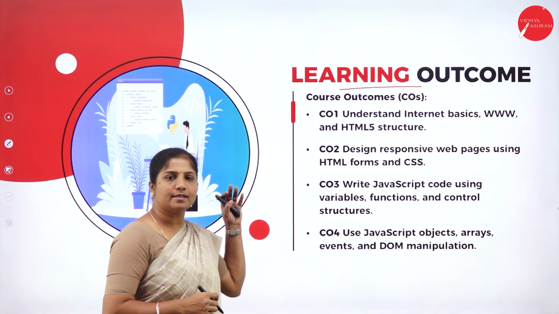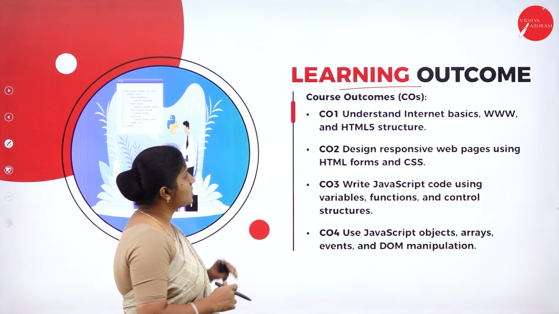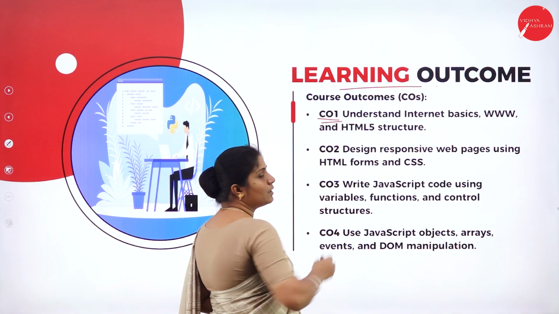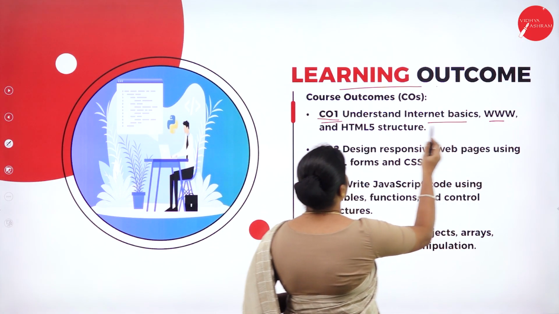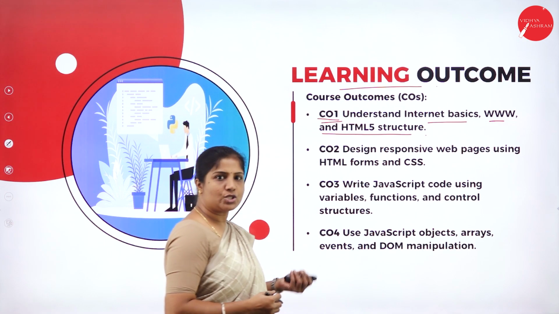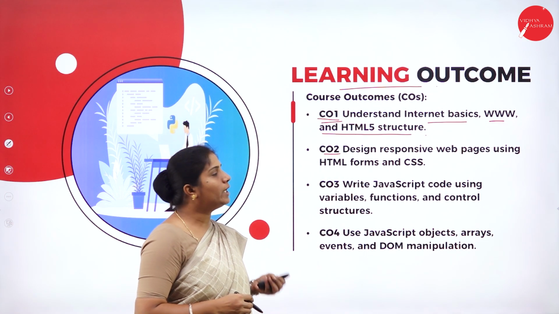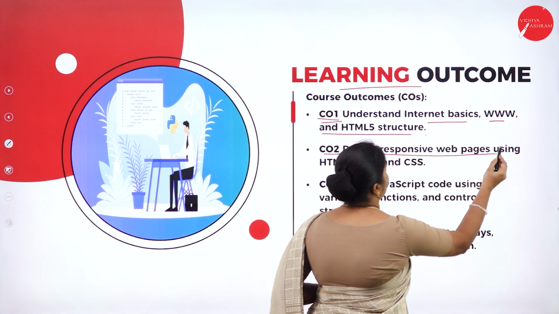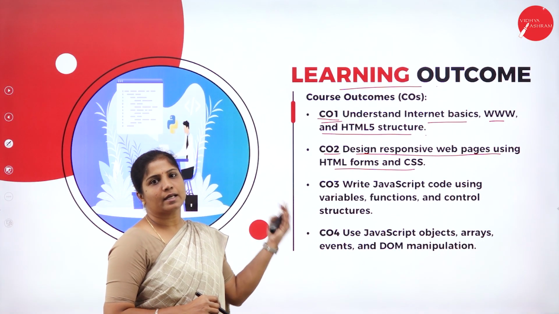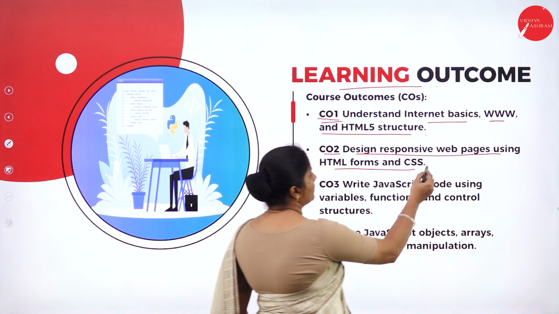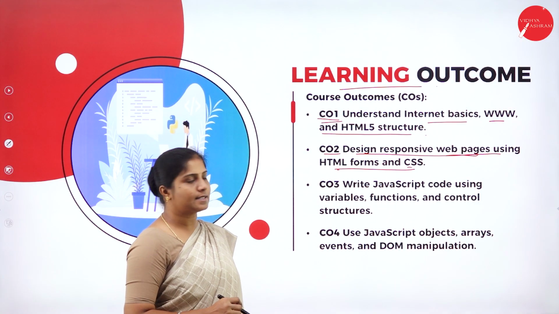So as I said, this subject contains 4 units, okay. So after completion of the first unit, the students are going to understand the internet basics, then WWW and HTML5 structure. Then in CO2, the course outcome of unit 2 is design responsive web pages using HTML, forms and CSS. The student will be able to design some responsive web pages using HTML forms and the cascading style sheets.